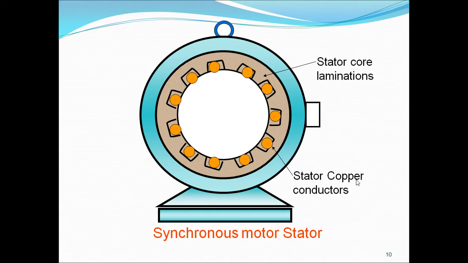And these are the stator copper conductors. This is the terminal box, as I showed, outside, where we can give the connections. This is the keyhole, which is used to lift. How can we lift the motor? That's why they kept the keyhole. There we can lift the motor very easily using this.